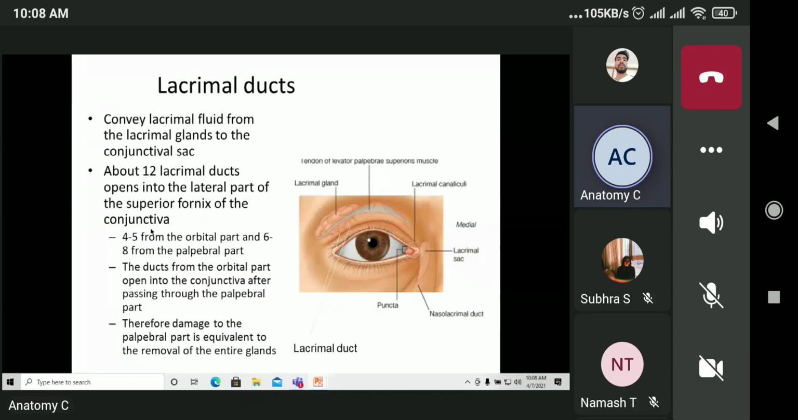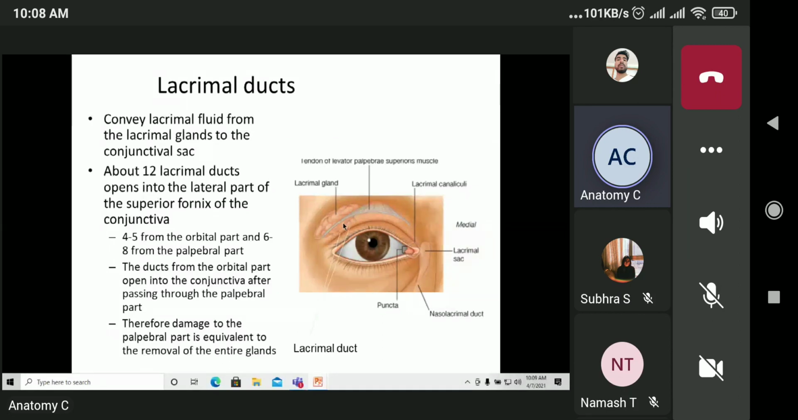And look, from the orbital part only 4 to 5 ducts will come, whereas from the palpebral part 6 to 8 lacrimal ducts will come. The ducts from the orbital part open into the conjunctiva after passing through the palpebral part. Therefore, damage to the palpebral part is equivalent to removal of the entire gland, as the orbital part ducts have to pass through the palpebral part.